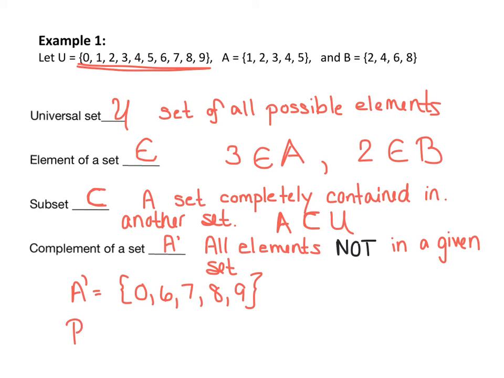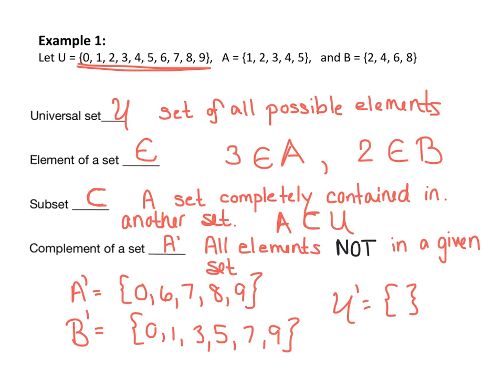So B complement, or the complement of B, would again be everything that's in the universal, because it's the set of all possibilities, but not in B. So that one, again from least to greatest, would be 0, 1, 3, 5, 7, and 9. Now, you could be asked, so what's the complement of the universal set? Well, since the universal set is everything in this possible scenario, it would be the empty set, which you can just write as 2 empty braces, or more familiar would be the circle with the slash through it.